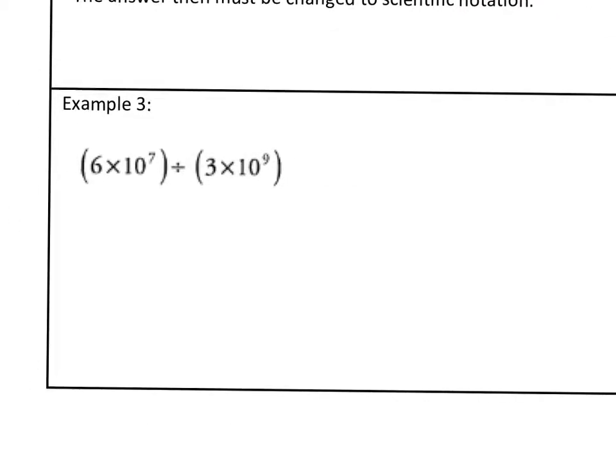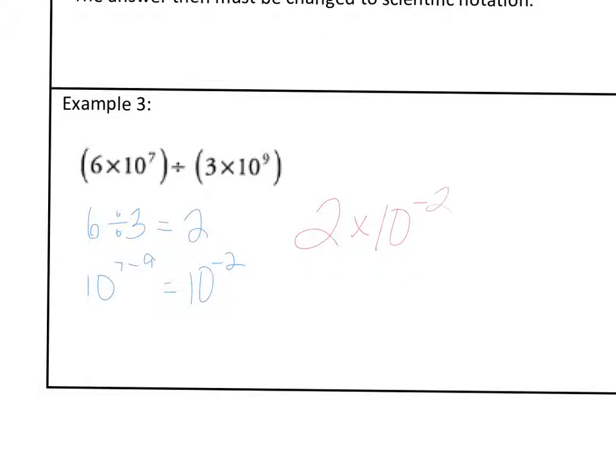Now taking a look at example 3. We're asked first to do 6 divided by 3, because the problem says 6 times 10 to the 7th divided by 3 times 10 to the 9th. So we divide 6 divided by 3, and we get 2. And then we're going to subtract 7 minus 9, and that's going to give us 10 to the negative 2. So our answer is 2 times 10 to the negative 2.